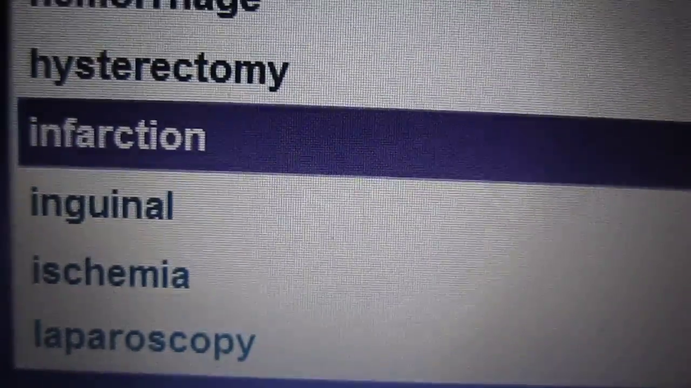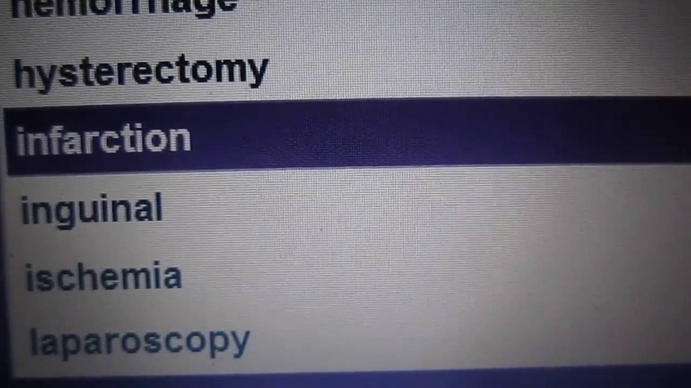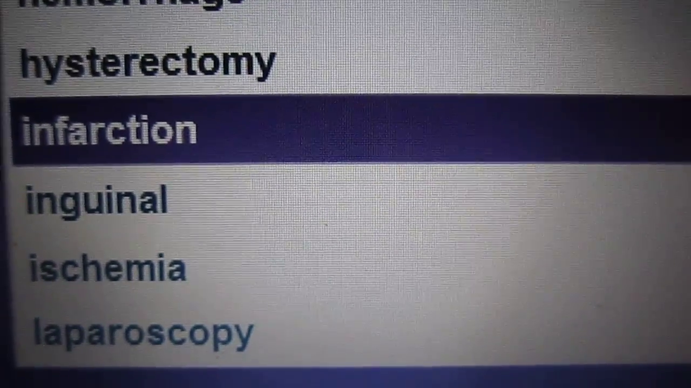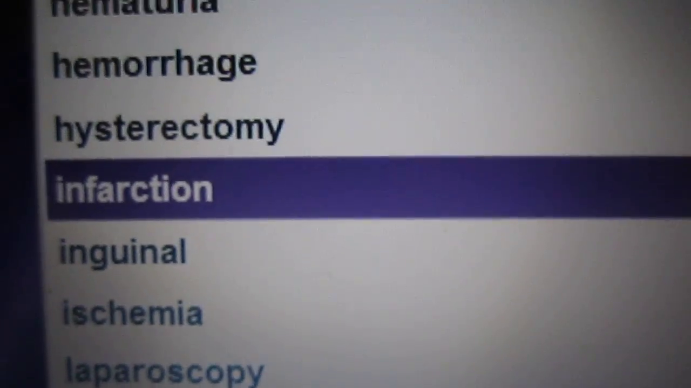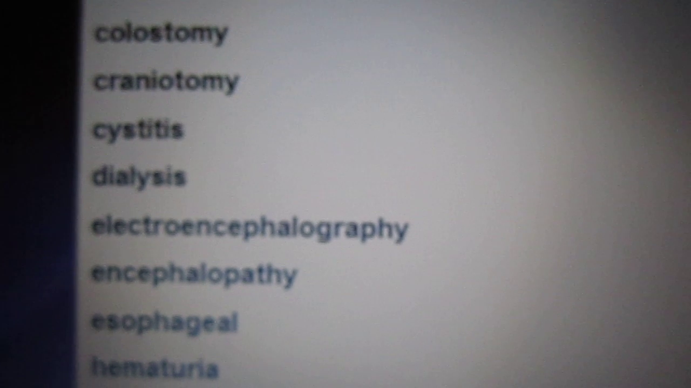Infarction. An infarction is the occurrence of tissue damage due to blood vessel occlusion with ischemia. A myocardial infarction, otherwise known as a heart attack, may lead to death of cardiac muscle and thus impair the pumping action of the heart.